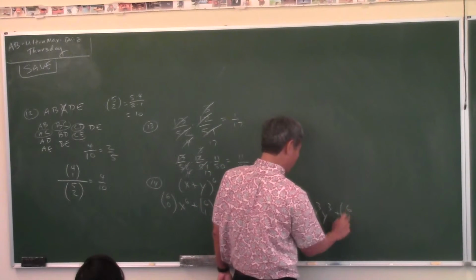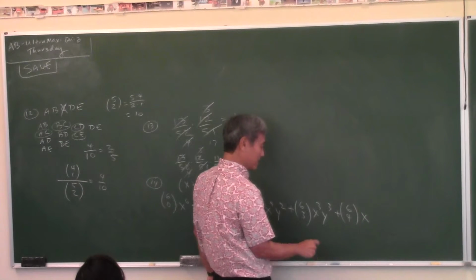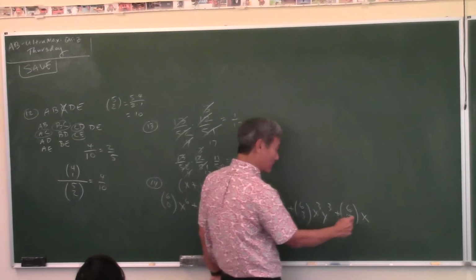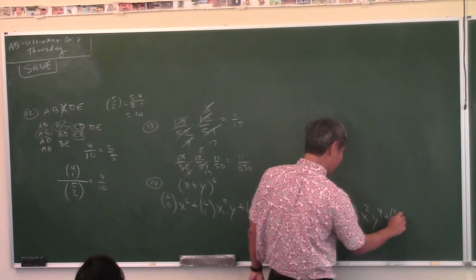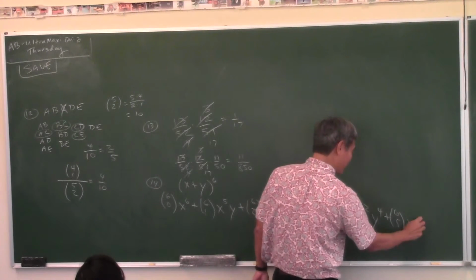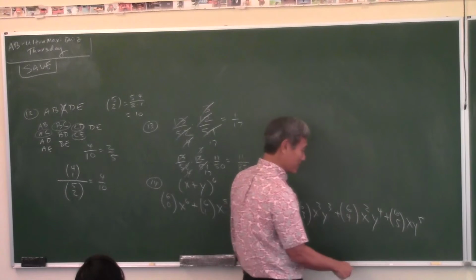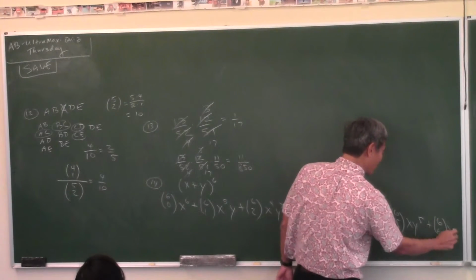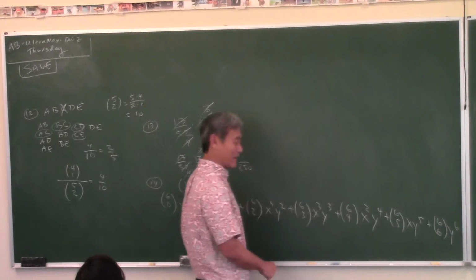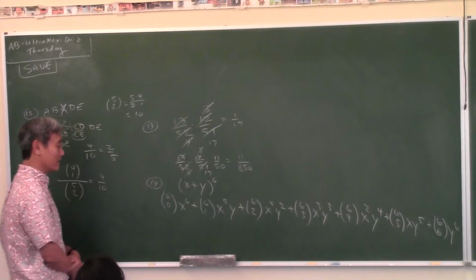6 choose 4, the powers of x are going down by 1, x squared y to the 4th, plus 6 choose 5, x to the 1st, y to the 5th, because the 2 powers got to add up to 6. And finally, 6 choose 6, x to the 0, y to the 6. But we're not going to write x to the 0 because that's 1, yeah?